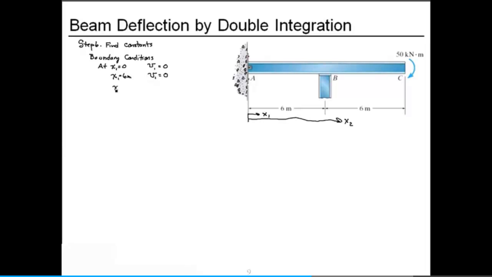At x2 equals 0, well, we're right back at that same point B, but it's a new equation. It's vertical deflection in terms of unknown x2, or not unknown, but variable x2. That gives us 3 pieces of information, but we have 4 unknown constants, so we also need a continuity condition.